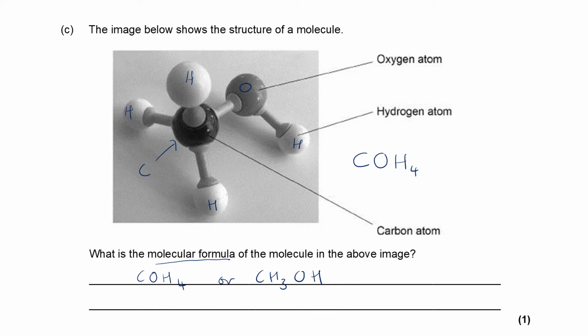And the one in the middle, I know it's red, but it's the color that's not white, it's not black, is the oxygen atom. So I've actually written the symbols on the atoms. So now it says, what is the molecular formula of the molecule in the above image? It's really easy for me to see. I can see there's 1 carbon. I can see there are 4 hydrogens and 1 oxygen atom. So I just write that down.